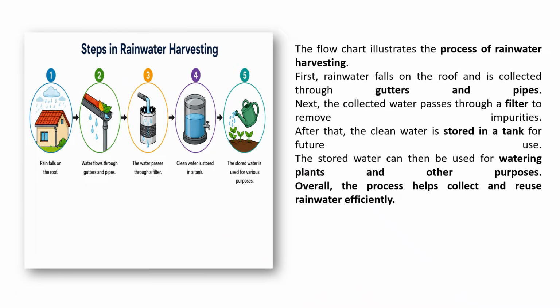The flow chart illustrates the process of rainwater harvesting. First, rainwater falls on the roof and is collected through gutters and pipes. Next, the collected water passes through a filter to remove impurities. After that, the clean water is stored in a tank for future use.